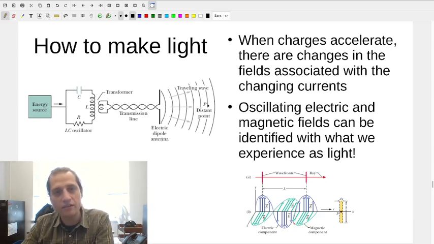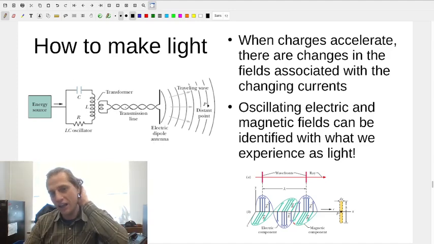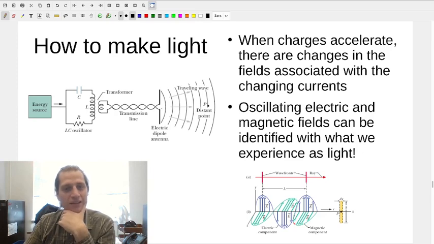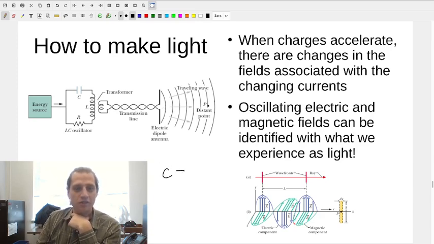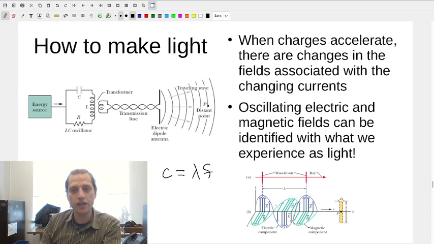And then you could use a transformer to increase the current. The frequency would be set by the L and the C, and then your current amount could be set by introducing a transformer, and then you could set up a little antenna that has some wavelength and frequency. Those two are of course connected because your speed of light is the wavelength times the frequency. And it turns out that light can be described in terms of oscillating electric and magnetic fields.